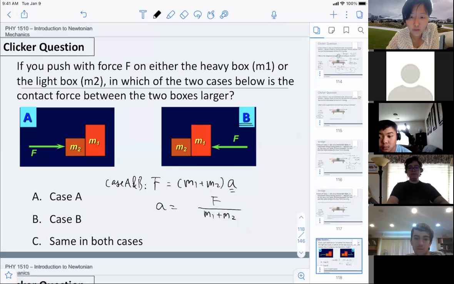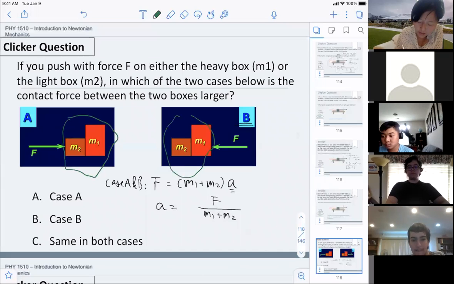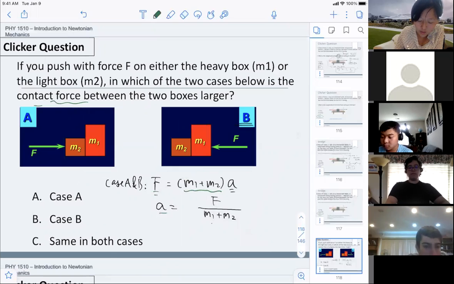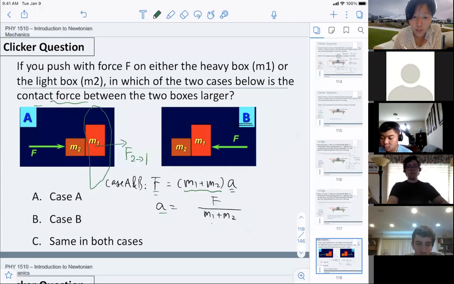I'm going to, first of all, do a Newton's second law application on 1 and 2 together. And I realize for cases A and B that they're exactly the same. You have the same force applied on both objects, so that gives you the same acceleration in both cases. Very good. But the question is asking the contact force between the two boxes. So if I want the contact force on M1 from 2, it makes sense for me to focus all my attention on M1 and do a Newton's second law analysis on that one object.